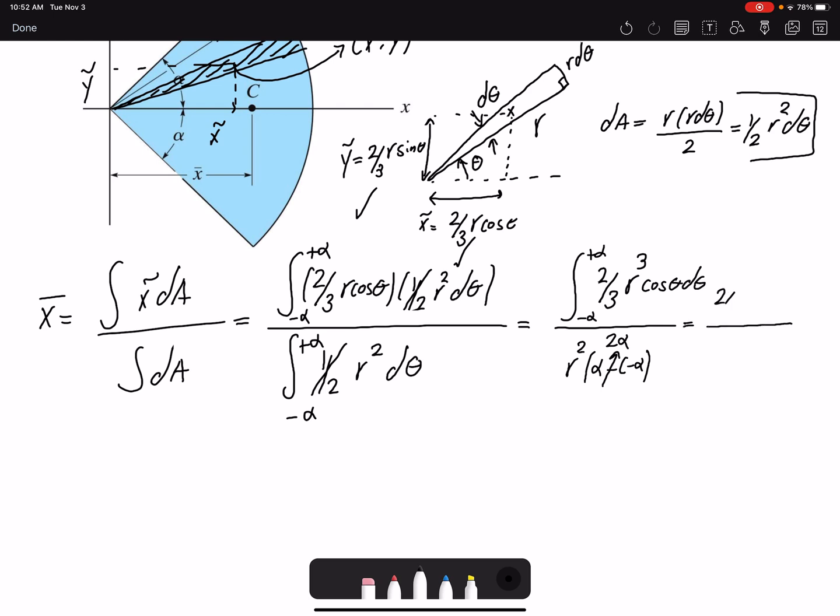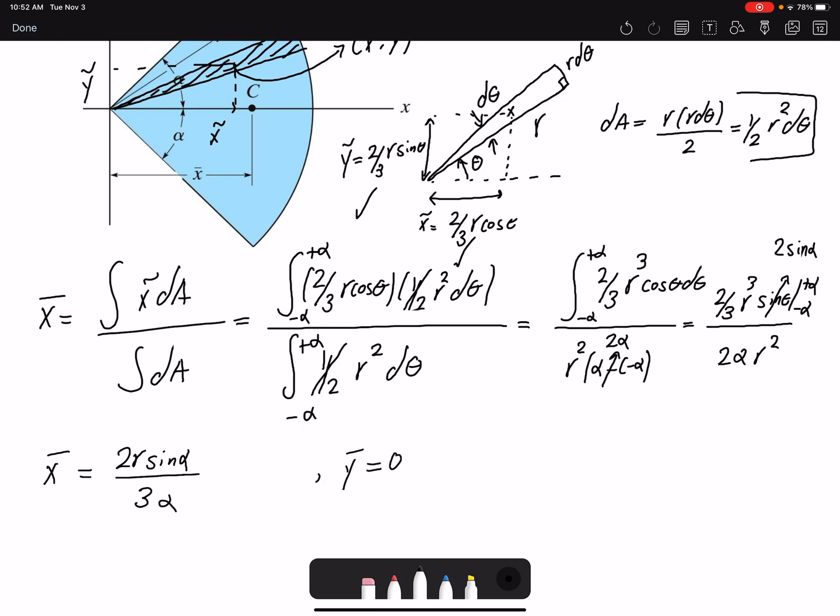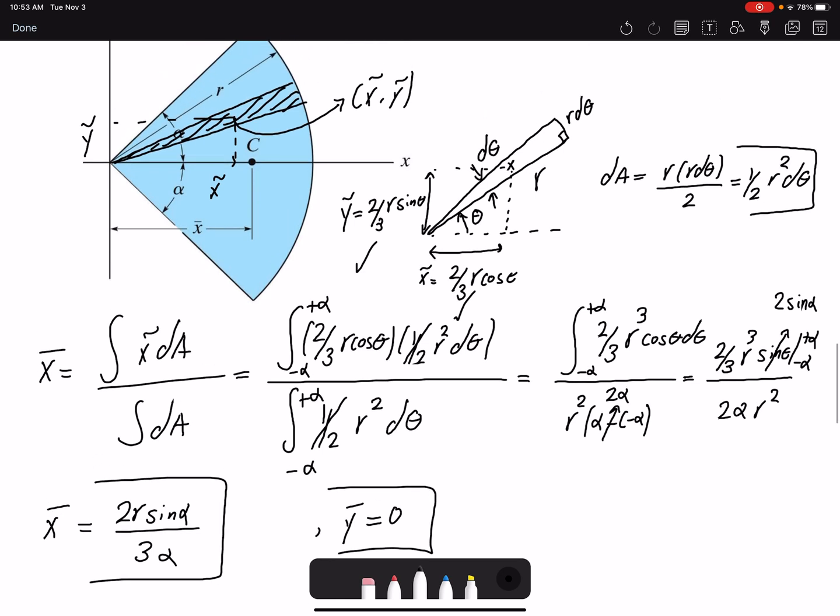And here I have 2/3 of r cubed. The integral of cosine theta would be sine theta, and then sine theta ranging from negative alpha to positive alpha would be 2 sine alpha. So after simplification, I have 2r sine alpha over 3 alpha. And according to symmetry, y bar would be 0. So I found x bar and y bar of this circular sector.